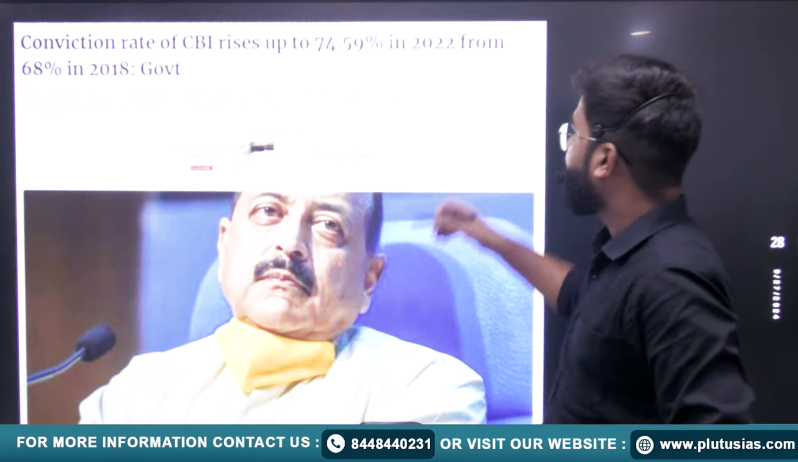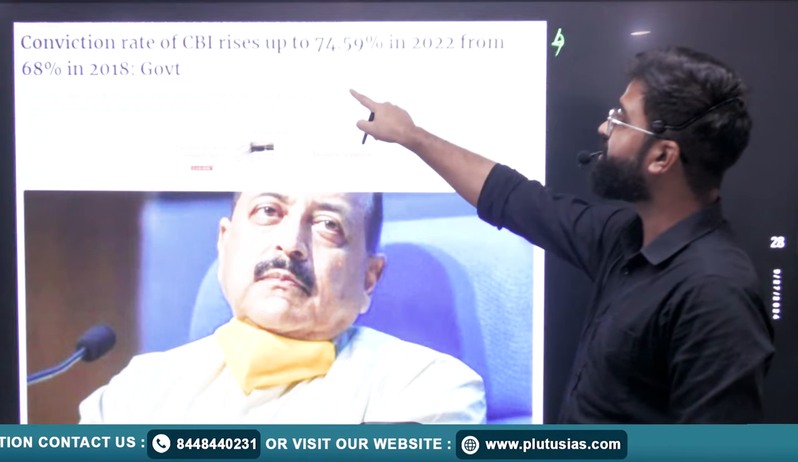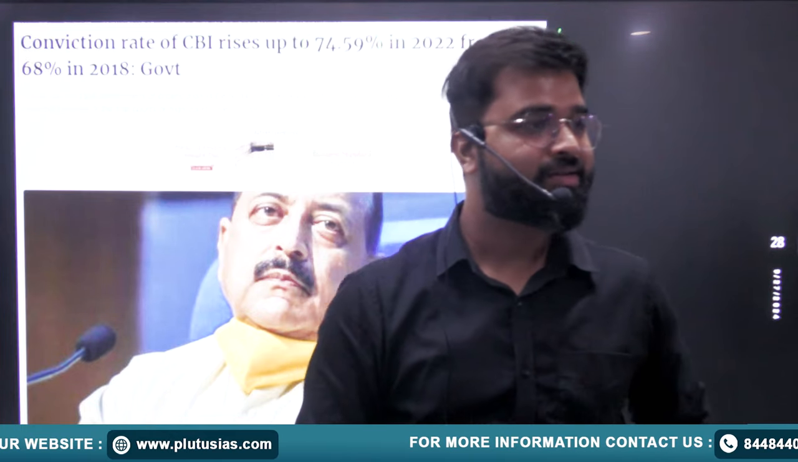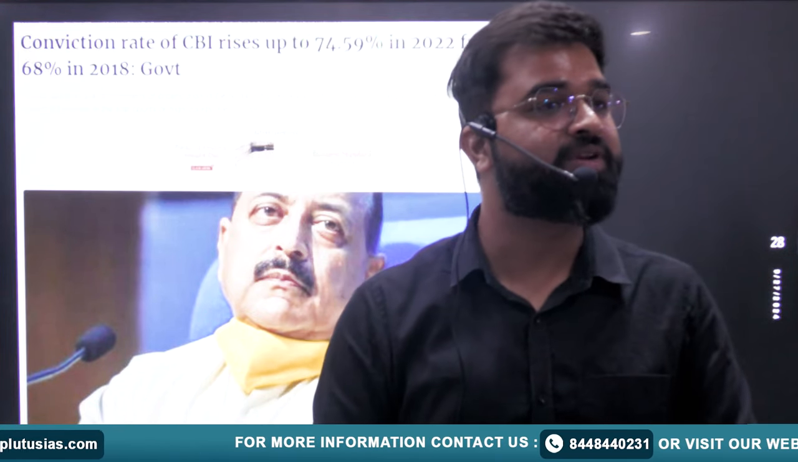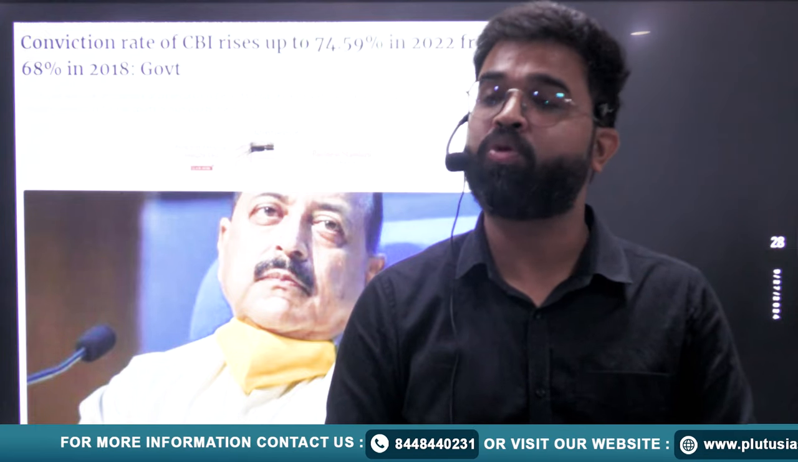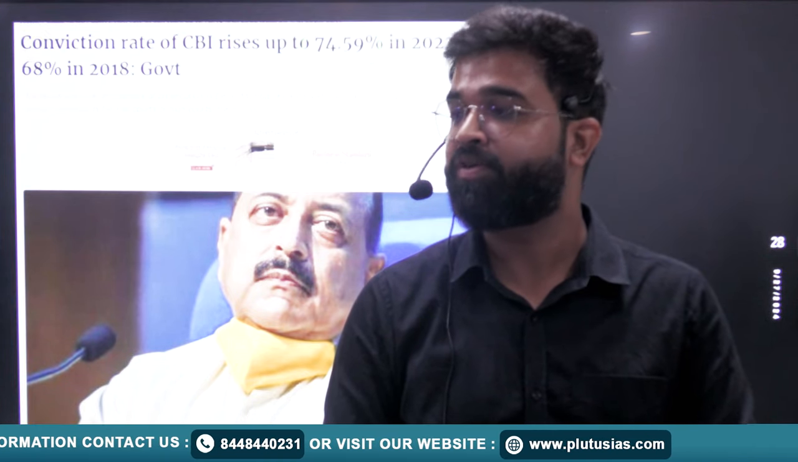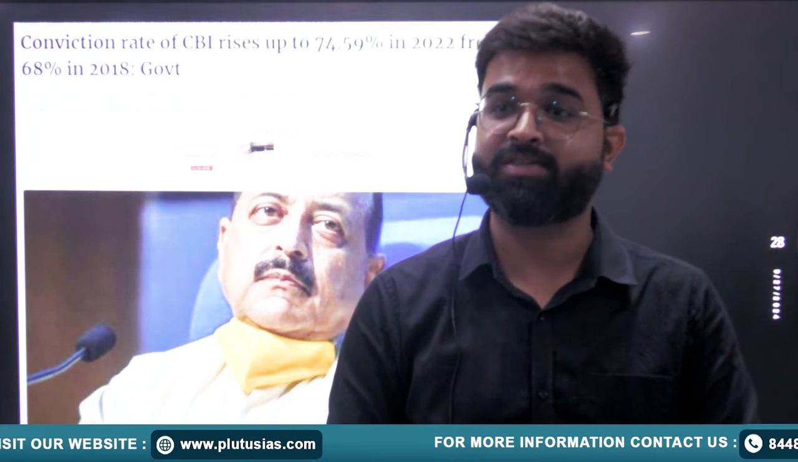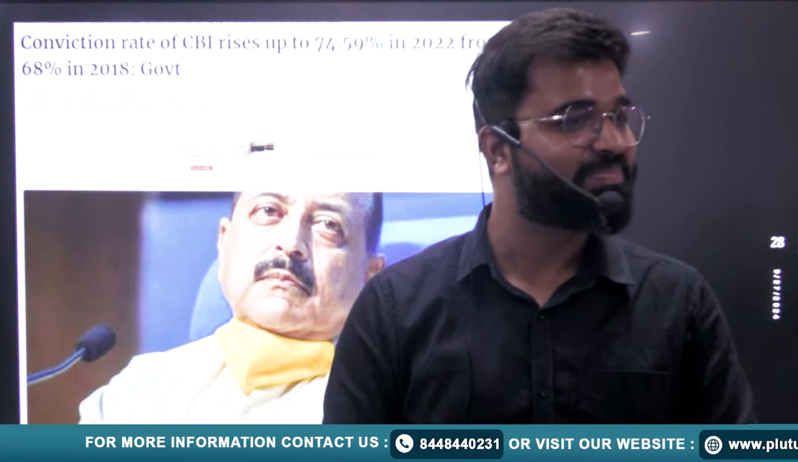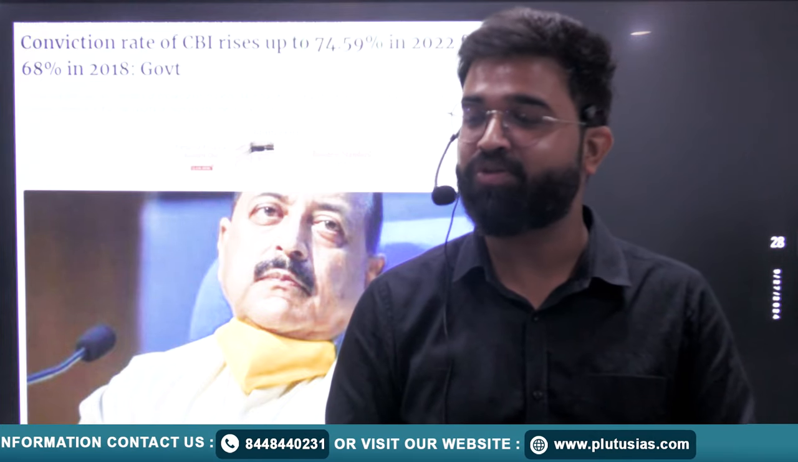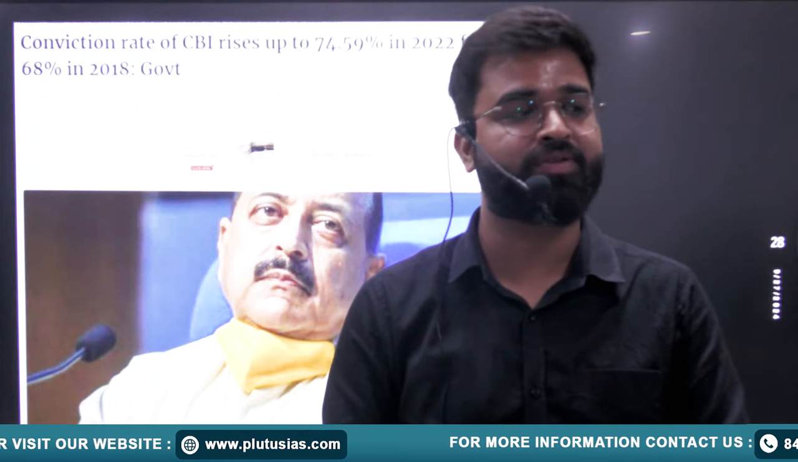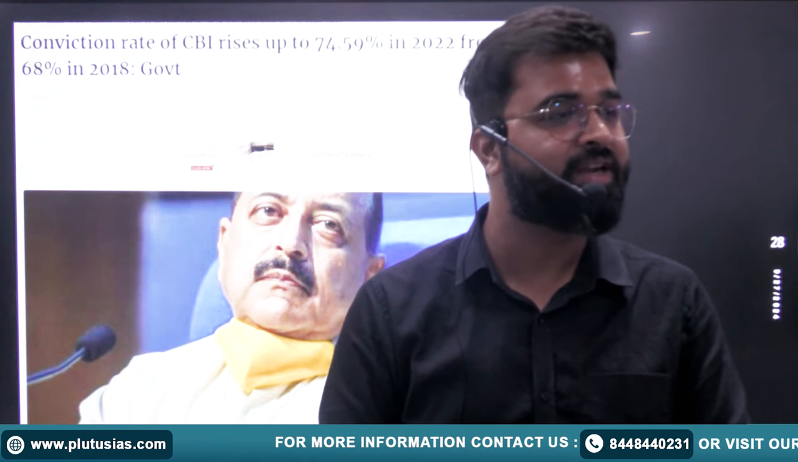Okay, this is an important point to note: the conviction rate of CBI rises up to 74%. Despite having so much criticism, CBI is one of the topmost investigating agencies of the world, having a conviction rate greater than the FBI of the United States. Even I did not believe it, but this is true. Despite all criticism, CBI is one of the most important and most successful investigative agencies of the world, with a conviction rate of 75%.